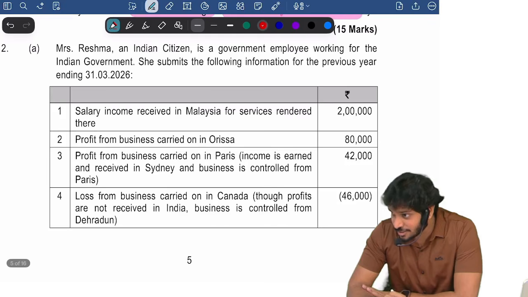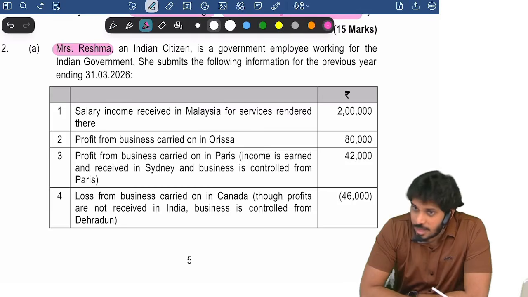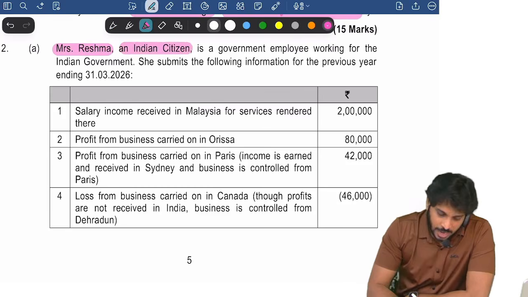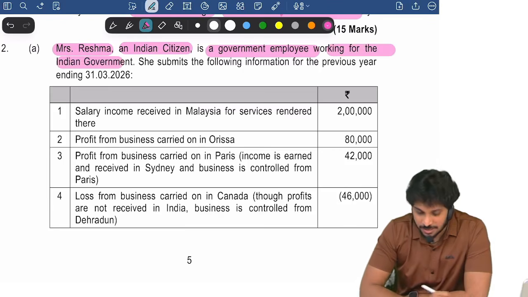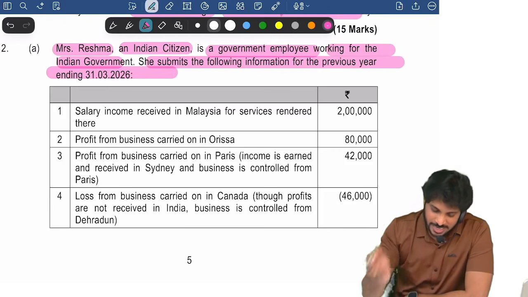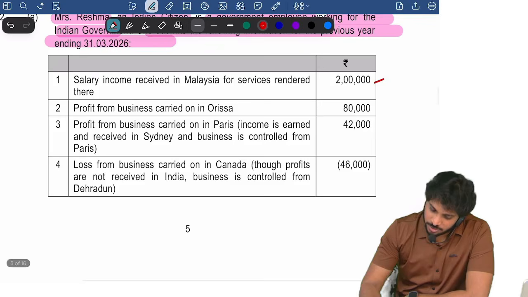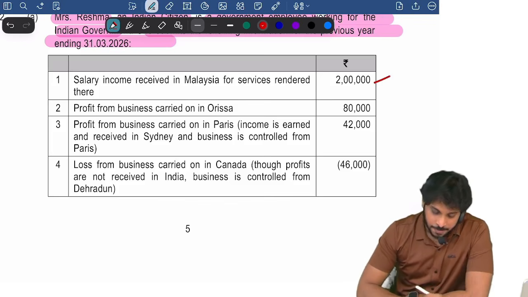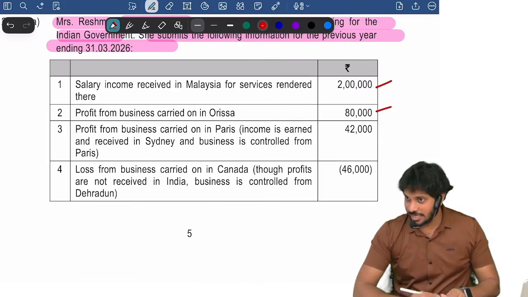I'm proceeding further. Okay. Next, look at Mrs. Reshma. An Indian citizen is a government employee working for the Indian government. She submits the following information. Is it in MTP 1 also? No. Similar question. Salary income deemed to accrue or arise in India is taxable. Profit from business carried on in Orissa, source of income in India, fully taxable.